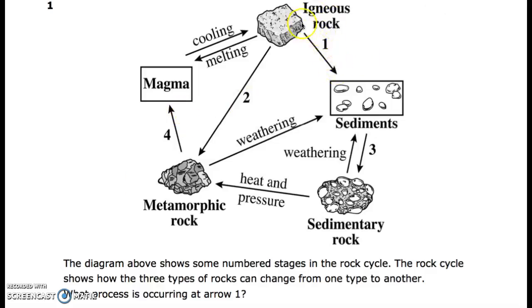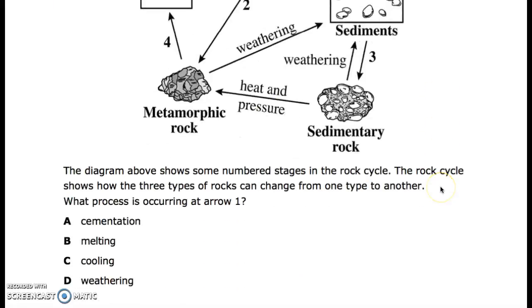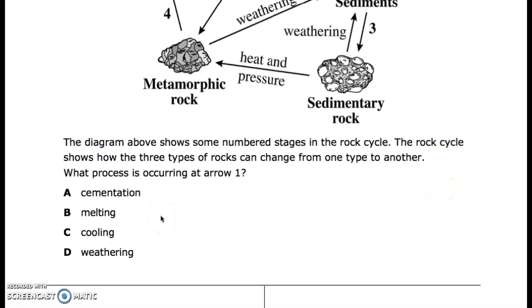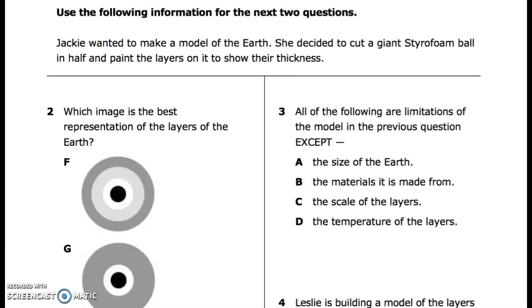It's arrow 1. Igneous rock, sediments, sedimentary rocks, metamorphic rock, magma. You have cooling and melting, weathering, heat, and pressure. A, cementation. B, melting. C, cooling. D, weathering.